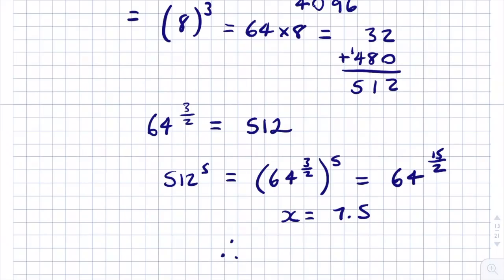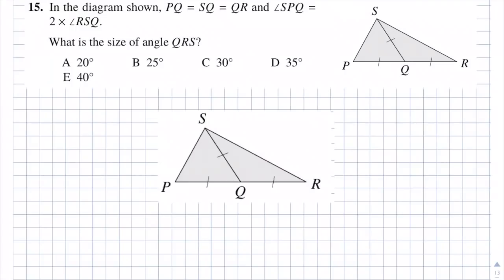So therefore, the answer equals B. Question 15. In the diagram shown, PQ is equal to SQ, which is equal to QR.